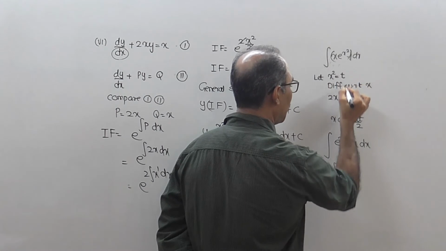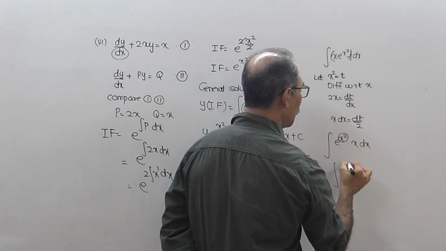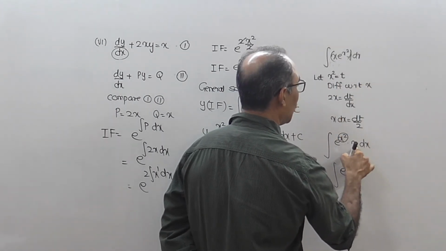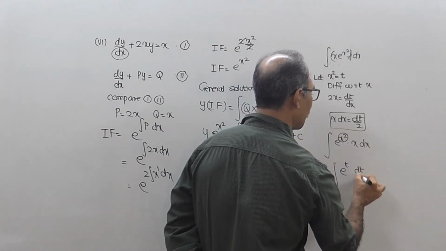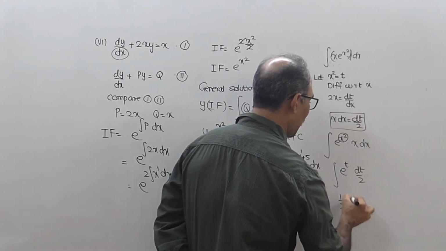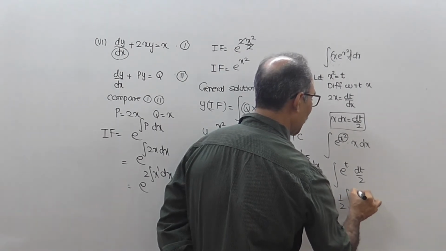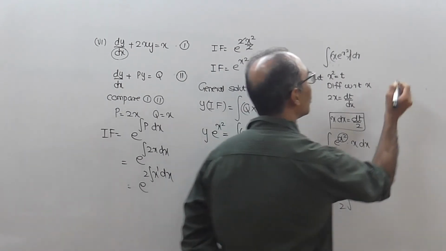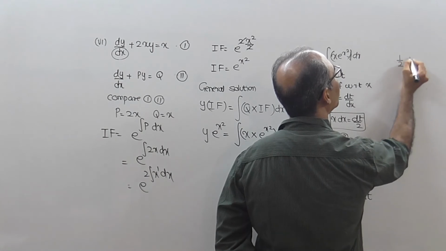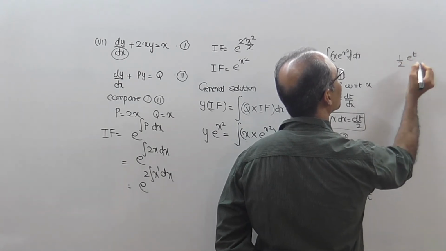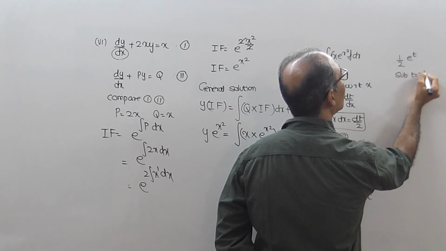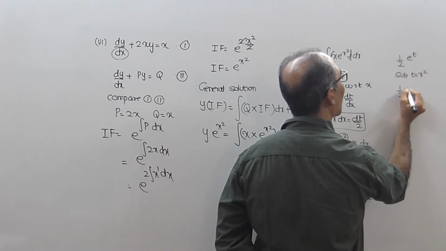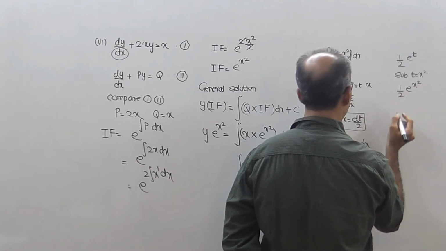What is the substitution for x square? T. And what is the value for x dx? X dx is dt by 2. Take half outside, you get integration of e raised to t dt. Therefore you get half, and the integration of e raised to t is e raised to t, and then you substitute t equal to x square. Therefore you get half e power x square.